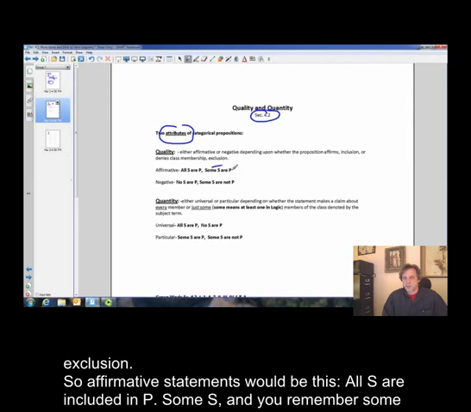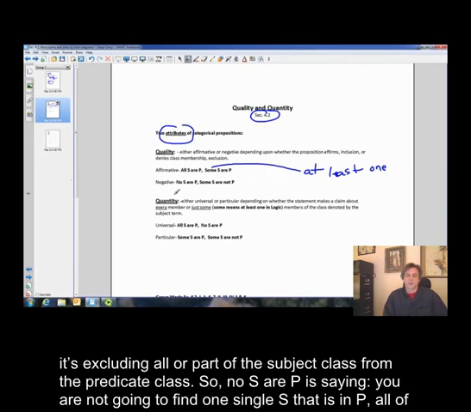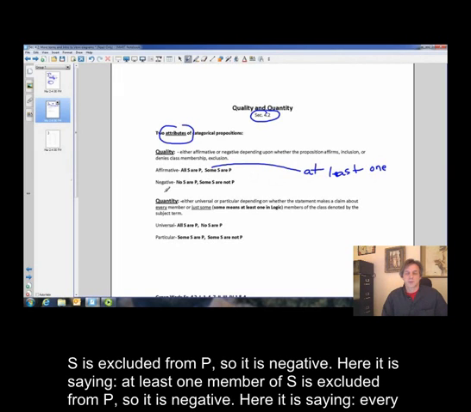Some S, and you remember some in logic means, again, at least one. Okay? At least one. Alright, that's what some means. So here, it's affirmative if it's including the subject into the predicate class, all or part. It's a negative quality if it's excluding all or part of the subject class from the predicate class. So no S or P is saying you're not going to find one single S that's in P. All of S is excluded from P, so it's negative. Here it's saying at least one member of S is excluded from P, so it's negative.